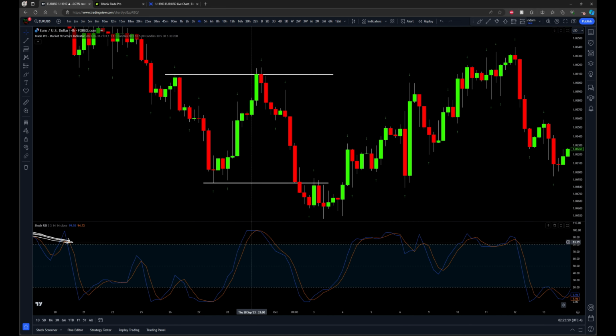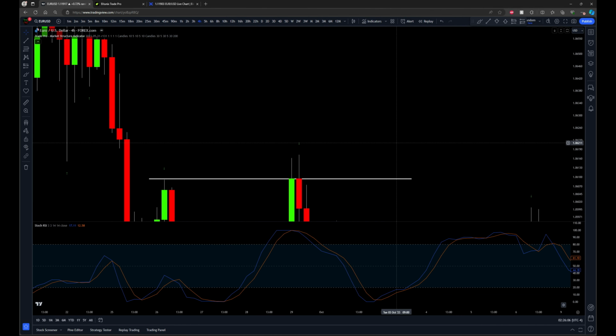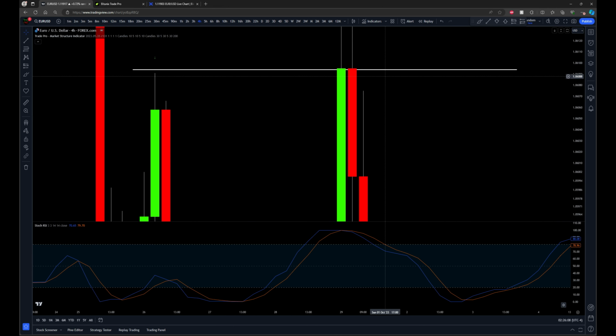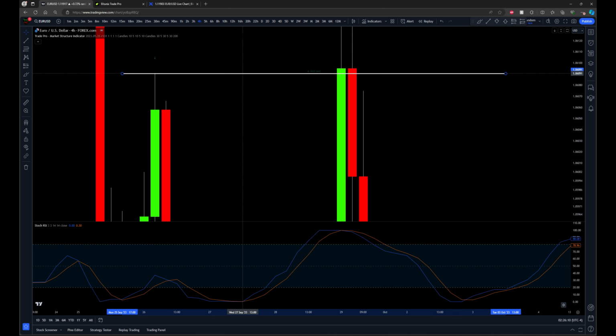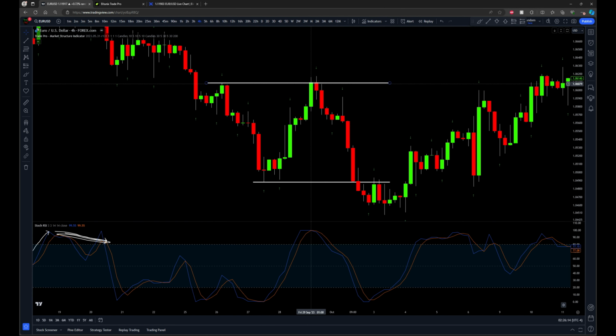This pullback right here, we get the full reset, hidden bearish divergence. Let's take a look closely. Looks like it might have closed over. Yeah, it did. So this actually did close over this high. But we got a nasty failure here with the overbought.